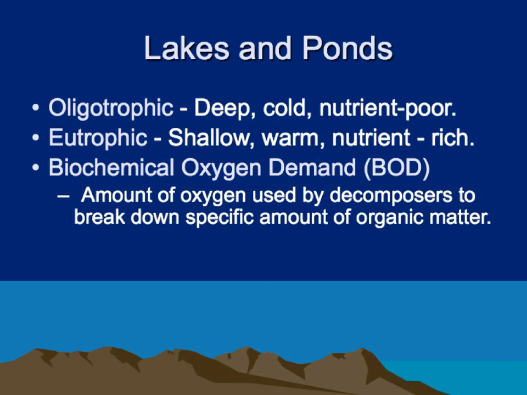So we have lakes that are oligotrophic, which are deep, cold, and nutrient poor. They're also really, really clear. And then we have eutrophic lakes, which are shallow, warm, and nutrient rich. We have biological oxygen demand, which is the amount of oxygen used by decomposers to break down a specific amount of organic matter. And we talked about this in the POGIL, that a eutrophic lake tends to have a higher biological oxygen demand than an oligotrophic lake.